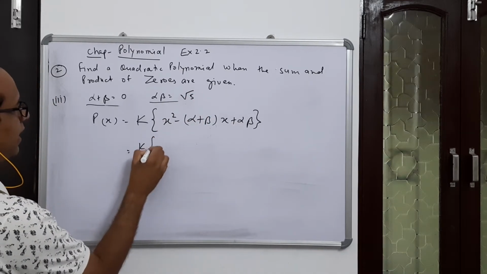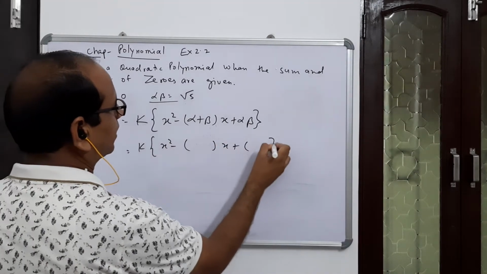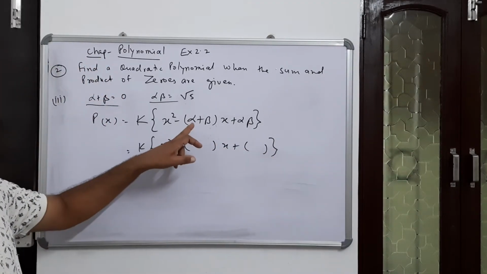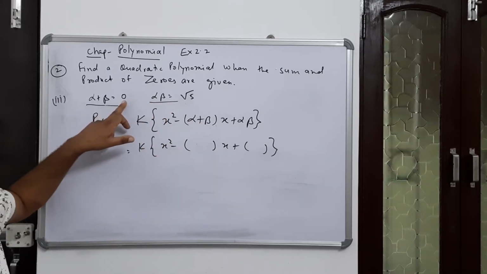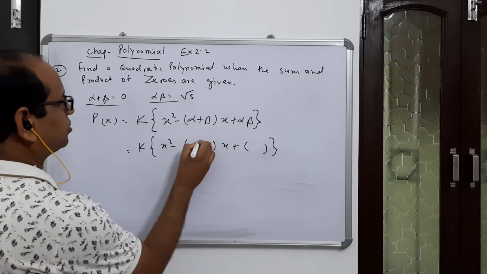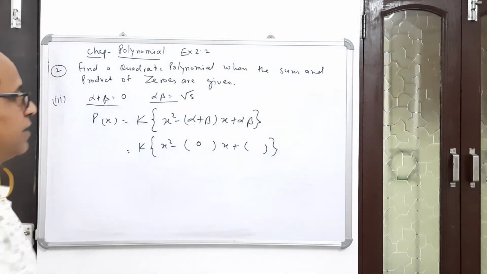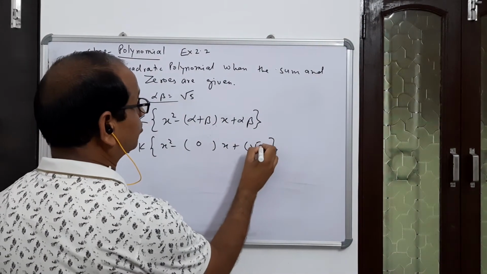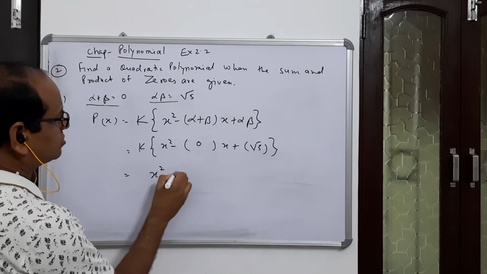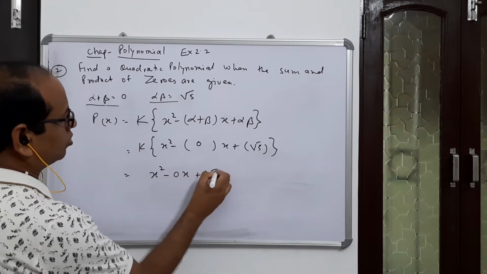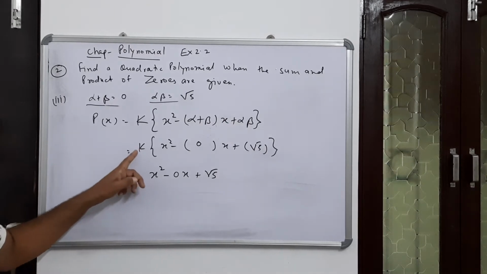It is k, again x square minus, and then again a bracket. Now what will be the value of alpha plus beta? It is written here, 0. So we write 0 here. What is the value of alpha into beta? It is root 5. So we write root 5. So what is the next part? x square minus 0x plus root 5. So what is the value of k indirectly?